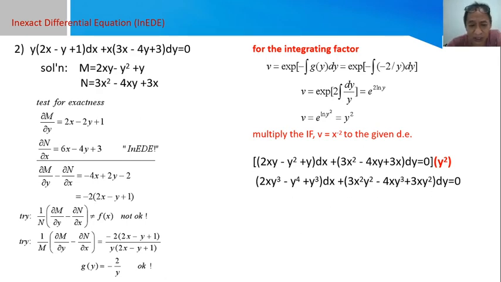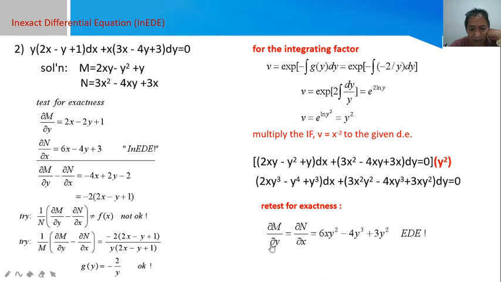What are you going to do with your M? Differentiate your M partially with y. The derivative of M partially with y is 6xy squared, 4y cubed, and 3y squared. When you differentiate your N partially with respect to x, that is also 6xy squared, 4y cubed, and 3y squared. The two partial derivatives are equal, so to save time I write them once. The integrating factor we provided makes the new differential equation exact.